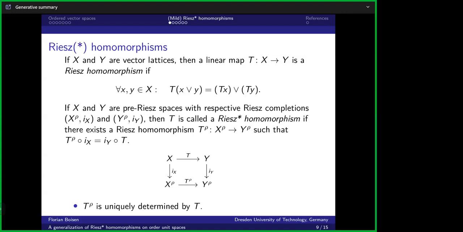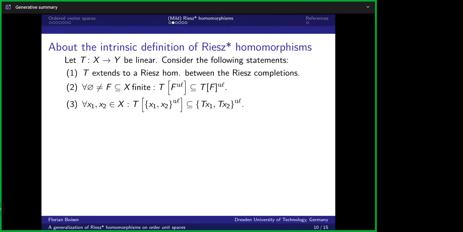And yeah, it also turns out that if you have such a Riesz star homomorphism, then this extension is already uniquely determined, and we even gave it a name and call it the Haandel extension. Now, this is the nice characterization of Riesz star homomorphism, but this uses these so-called vector lattice. But there's also a different way of describing Riesz star homomorphism purely intrinsically.